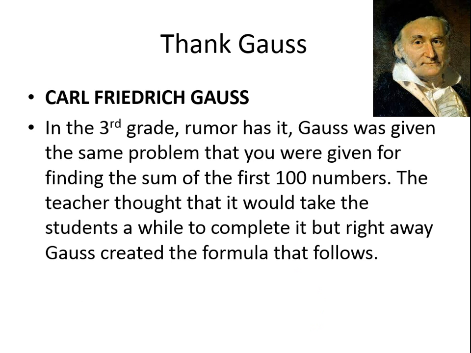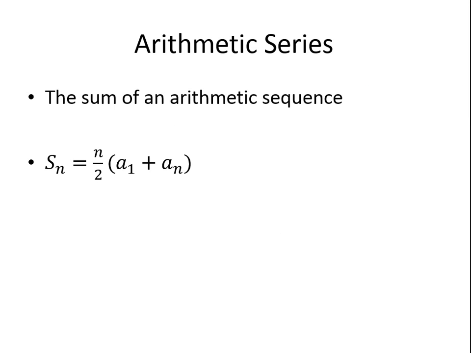The story goes that in 3rd grade he was given this exact same problem to find the sum of the first 100 numbers, and it was one of those where the teacher just wants to sit back and relax and let the kids do some basic math, and he created this formula because of it. Now, is that true? Probably not. But fun stories are fun stories. George Washington didn't chop down a cherry tree. Okay? That's fun stories. So, he came up with this formula.